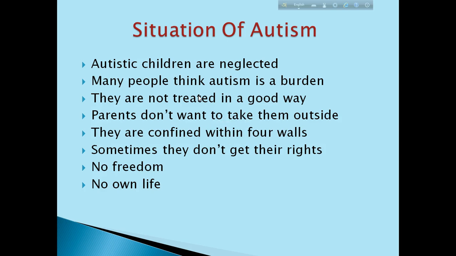The next slide is about the present situation of autism. The present situation of autism is really mixed. Autistic children are mostly neglected. Many people think it's a curse. They think an autistic child is a burden. They deserve good care, mainly special care, but most of the time they are not treated in a good way.